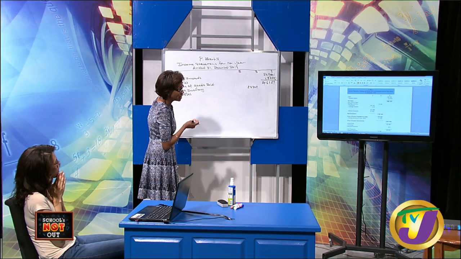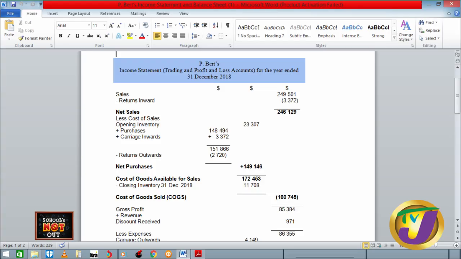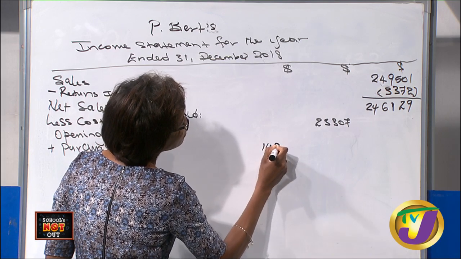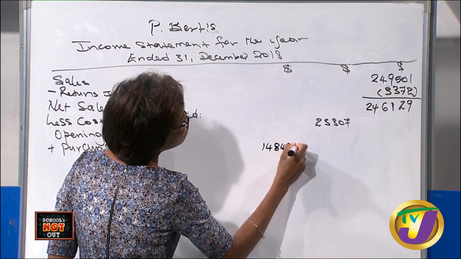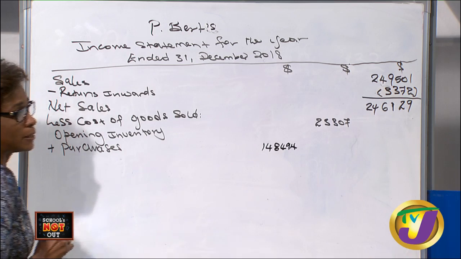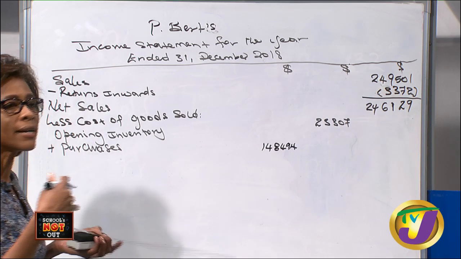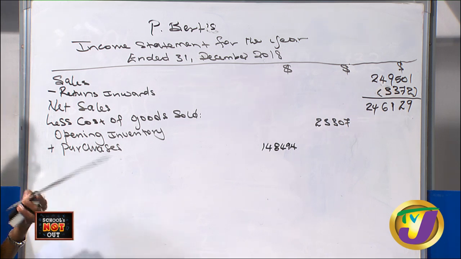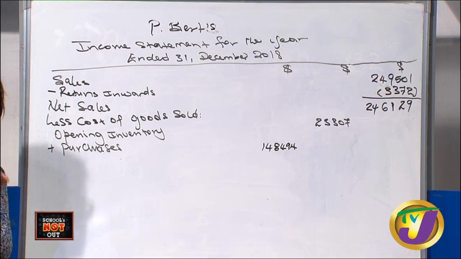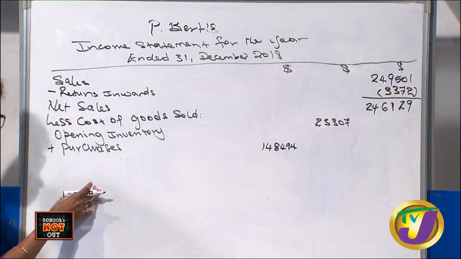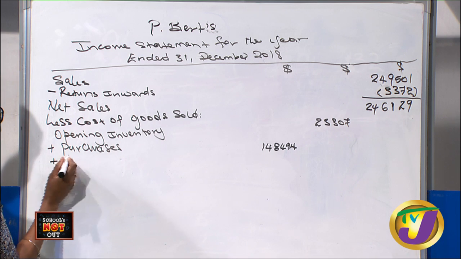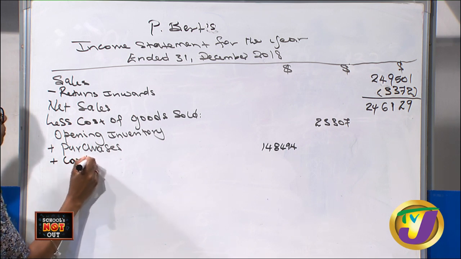All right, so in this case, we purchased $148,494 worth of goods. So in the first column, 148,494 worth of goods. All right, and we have what is called carriage inwards. It is treated as part of the purchase price of the goods. So to that, we will have to add the carriage inwards to the purchases figure.